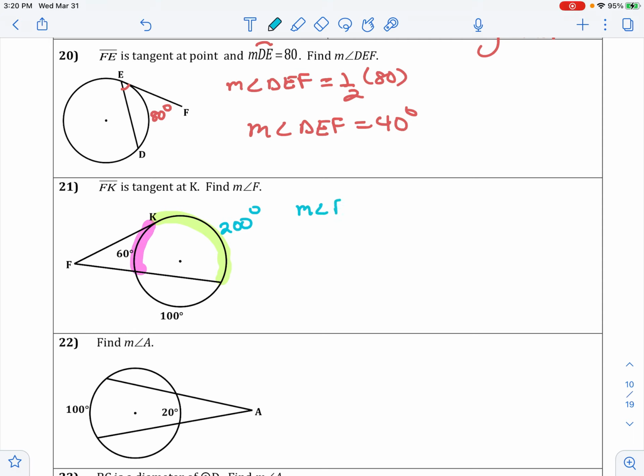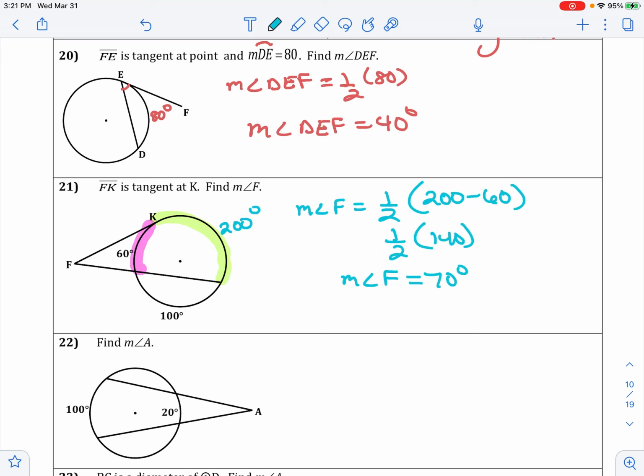So now to find the measure of angle F, I have to do half the difference. I need big arc, 200, minus small arc, 60. So half of 140, measure of angle F equals 70.